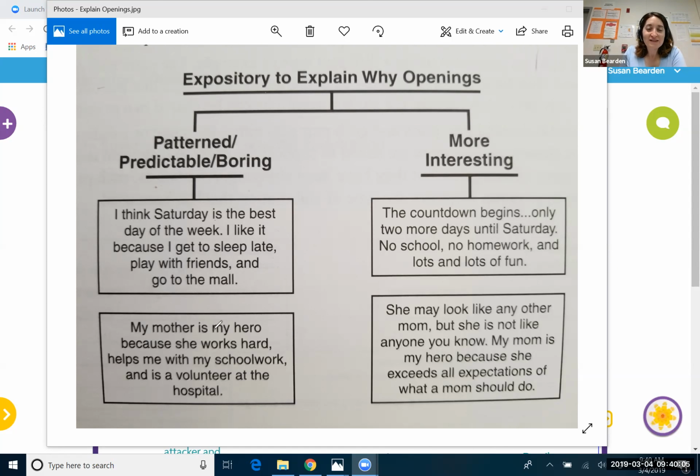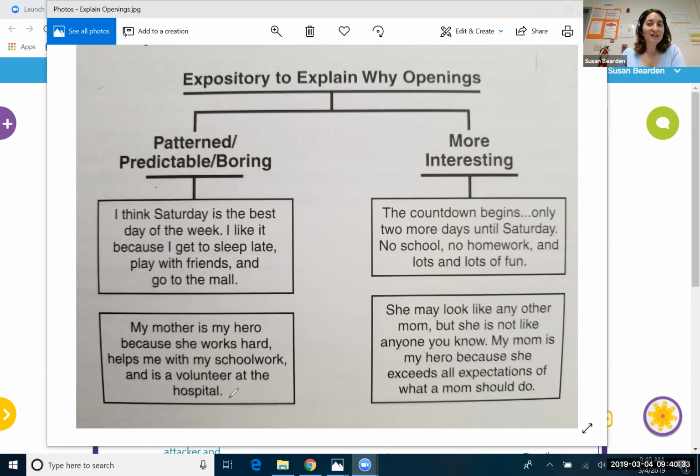My mother is my hero because she works hard, helps me with my schoolwork, and is a volunteer at the hospital. Okay, so sentence one tells me my topic. My mother is my hero, and it gives me my 3 prongs, right? Because, and then I explain the 3 reasons I feel she's my hero. So this is a solid opening.